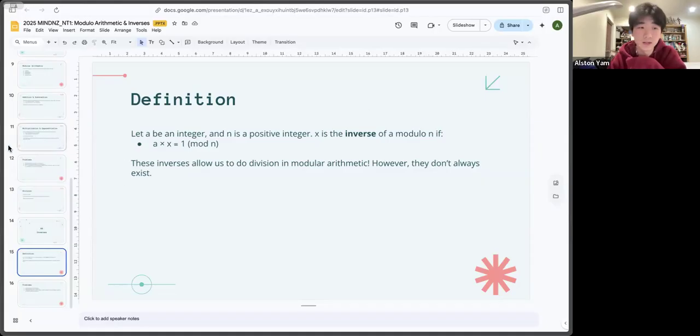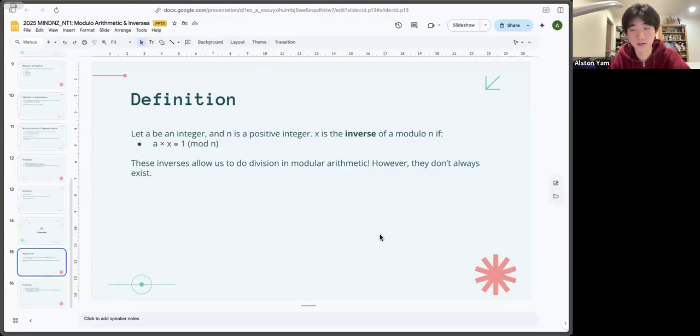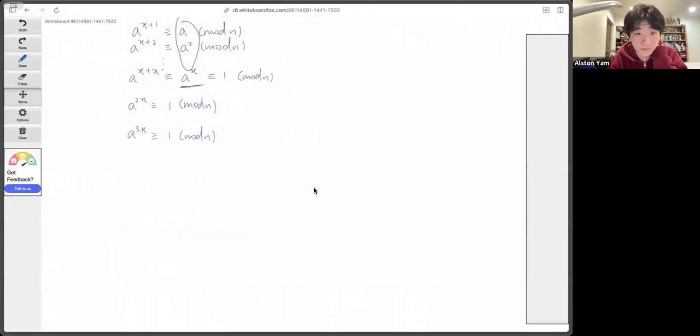So if we have some number and we multiply it by its inverse, that will give us 1 under mod n. Like what I did with the previous example of 3 to the power of something, the 1 is pretty special in mod arithmetic. But inverses don't always exist. And to see that, let's go back to the whiteboard. I will just copy down the definition.